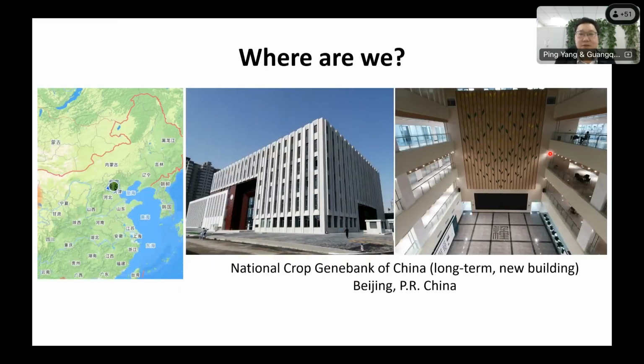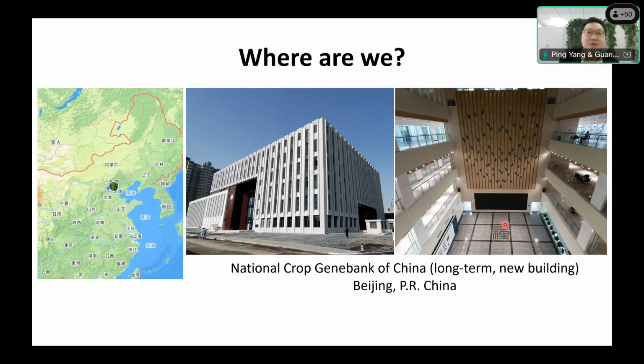So here, we are basically located in Beijing, the capital of China. This is our working building. It's the National Crop Gene Bank of China. Our group is just on the fourth floor, so my office would be around here. What you can see here is a view of the inside of this building. This is the architecture of wheat, and this is a letter, which basically means seed in Chinese.